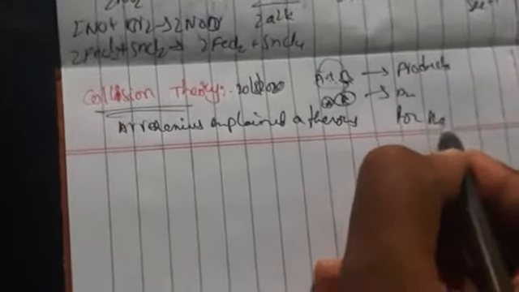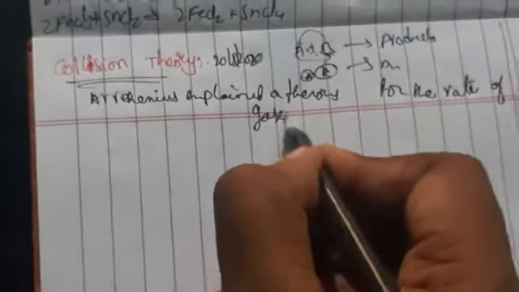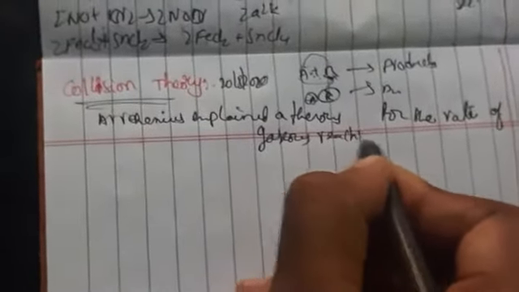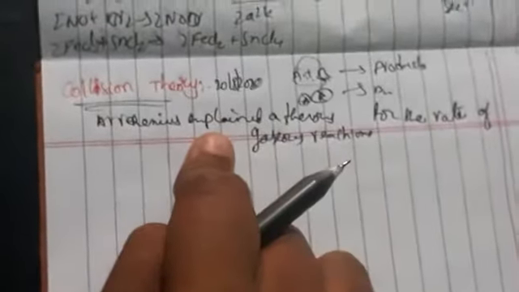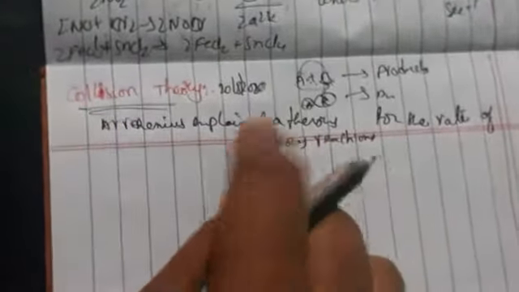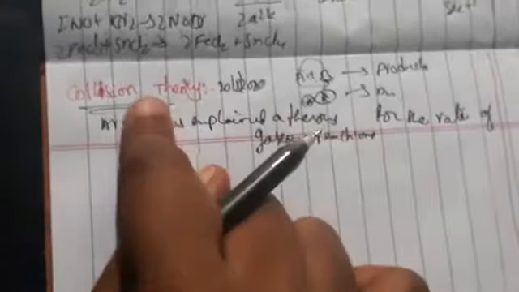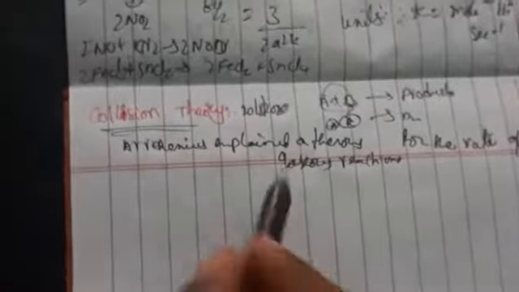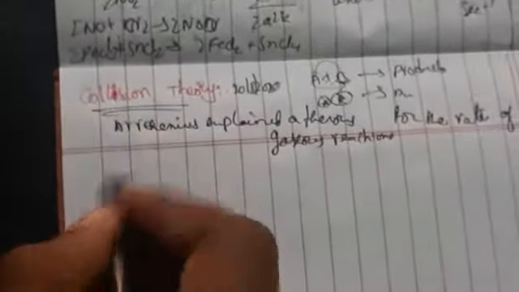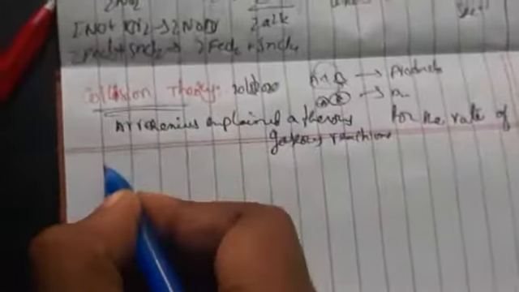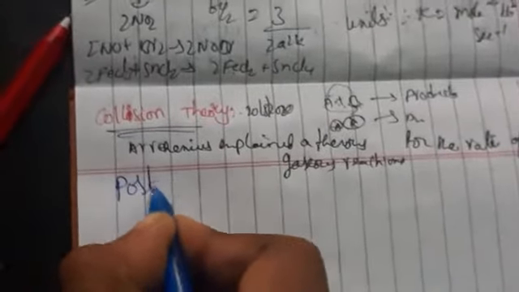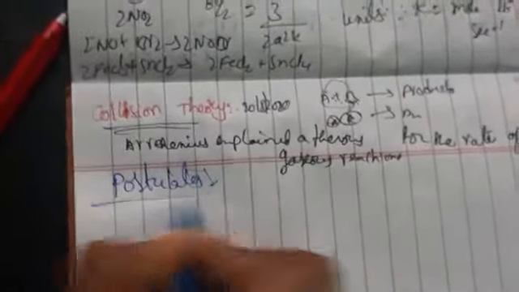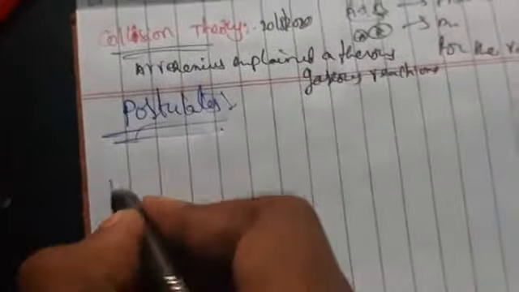for the rate of gaseous reactions. So Arrhenius explained a theory for the rate of gaseous reactions, the collision theory. Only some molecules will react, so to explain the overall reactions, Arrhenius explained it. There will be some postulates, some assumptions. Let us see what the first postulate is.